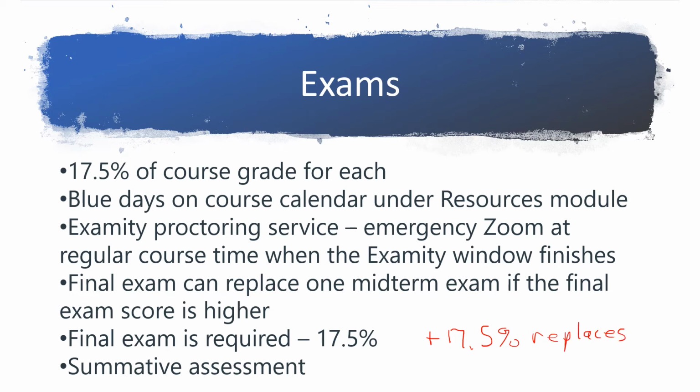And so if that happens, the final exam is weighted 35%, 17.5 plus 17.5. So it'll either be weighted 17.5% by itself if it's lower than all the others, or it'll be weighted 35% if it's counting for itself and replacing another one. And in another piece of this presentation, I'll be talking about summative assessment versus formative assessment. So I just wanted to note that exams are an example of summative assessment.